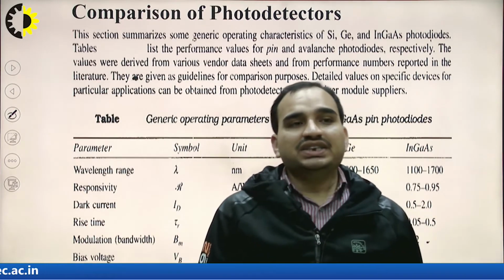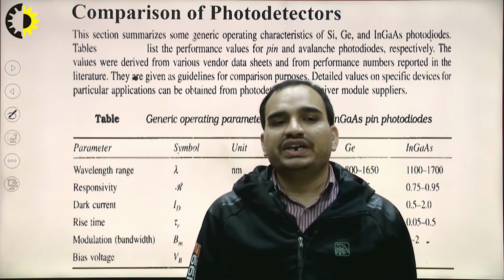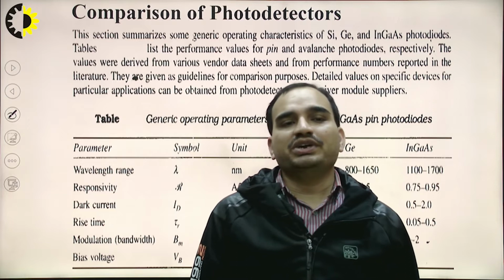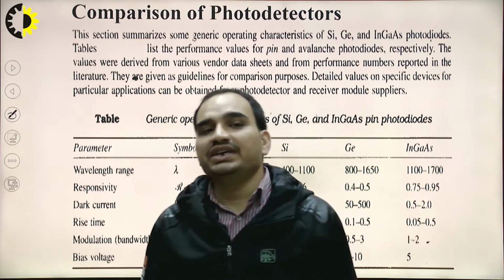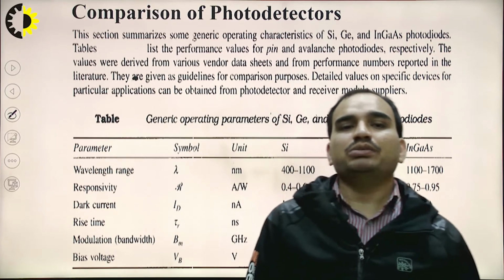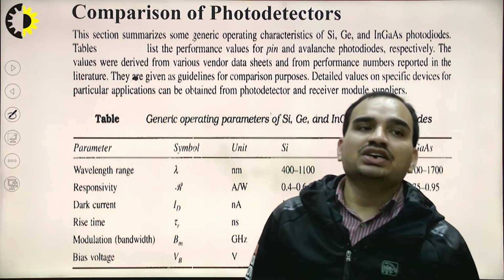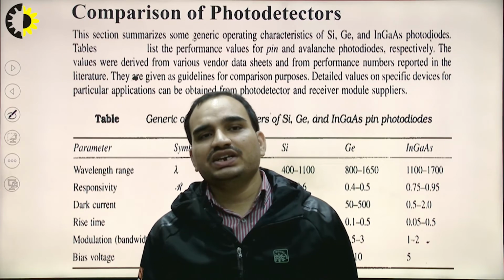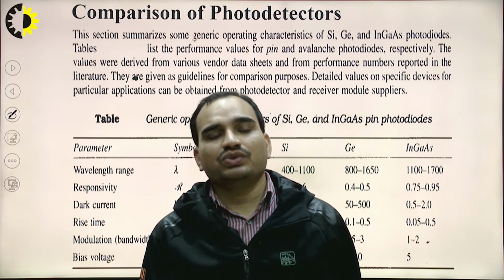Here we can see the comparison of the photodetectors, because we know that a photodetector may be made of different semiconductor materials. It may be silicon, germanium, or indium gallium arsenide. This section summarizes some generic operating characteristics of silicon, germanium and indium gallium arsenide photodiodes.